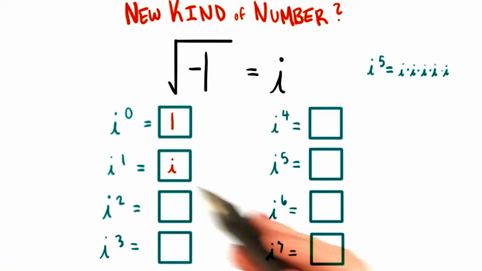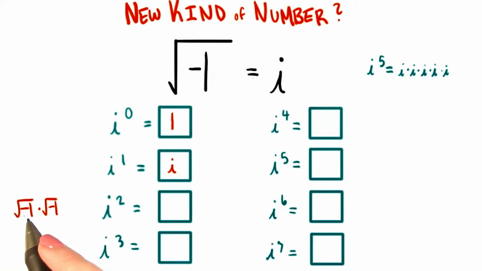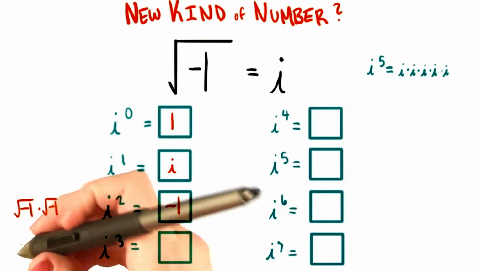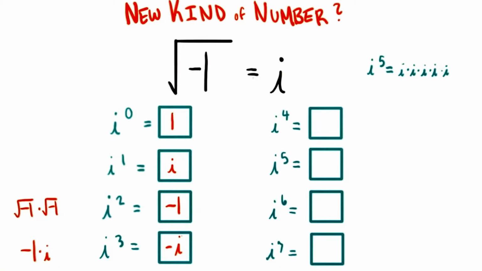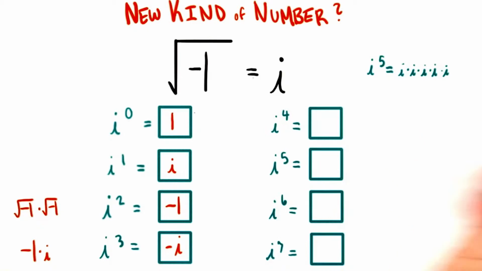i to the first power is just i. i squared is i times itself, which means we're multiplying the square root of -1 times the square root of -1. That should just give us -1. Now i cubed is going to be i squared times i. So we have -1 times i, which is -i. Interesting. So we only have 1's and i's, the positive and negative versions, over here.